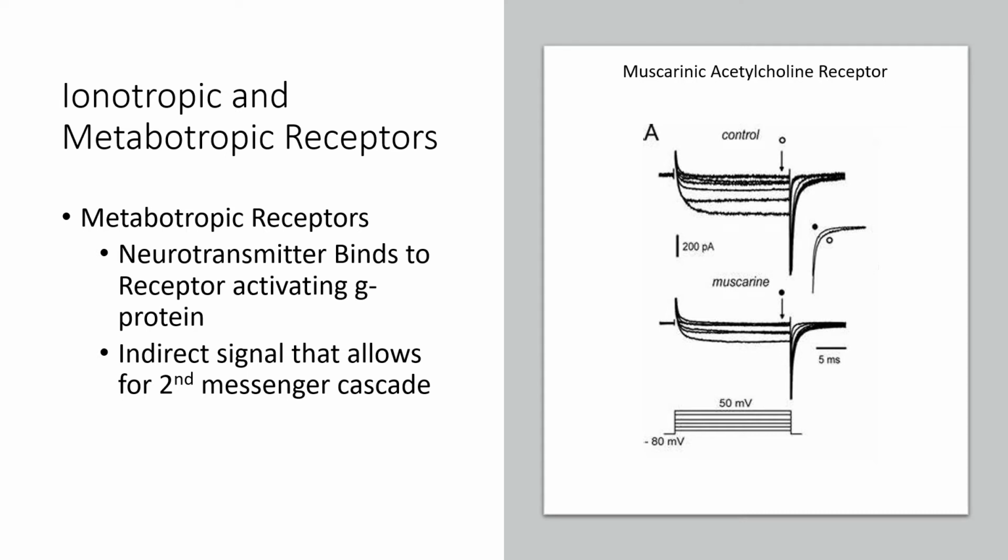As an example, muscarine is the agonist for the acetylcholine receptor that's metabotropic. You can see here in control with no muscarine, they get this signal. When they apply these current steps to the cell, they get incoming current. And when they apply muscarine, all of a sudden it's been reduced. So in muscarinic or metabotropic acetylcholine receptors, you actually get less current coming in. So it's actually an inhibitory thing, as opposed to the ionotropic, which were extremely excitatory.